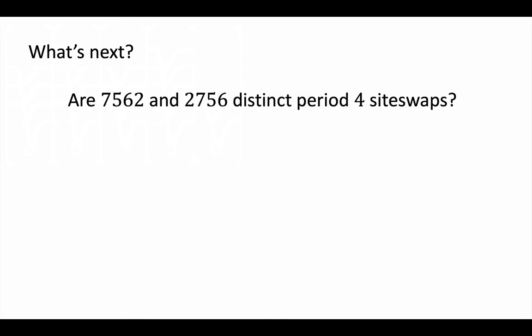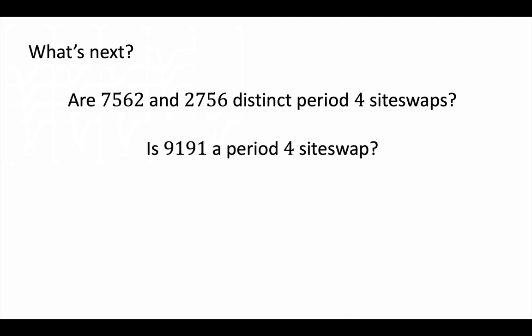So where do we go from here? Well, we're going to do some counting. The question is, what are we going to be counting? Do we want to count 7-5-6-2 and 2-7-5-6 as distinct period 4 siteswaps? Well, why would we count them as the same? If you take the 2 from the back end of 7562 and move it to the front, you get 2756. So from a juggling perspective, they really kind of are the same. Sometimes we'll count them as different siteswaps. Sometimes we'll count them as the same or equivalent.